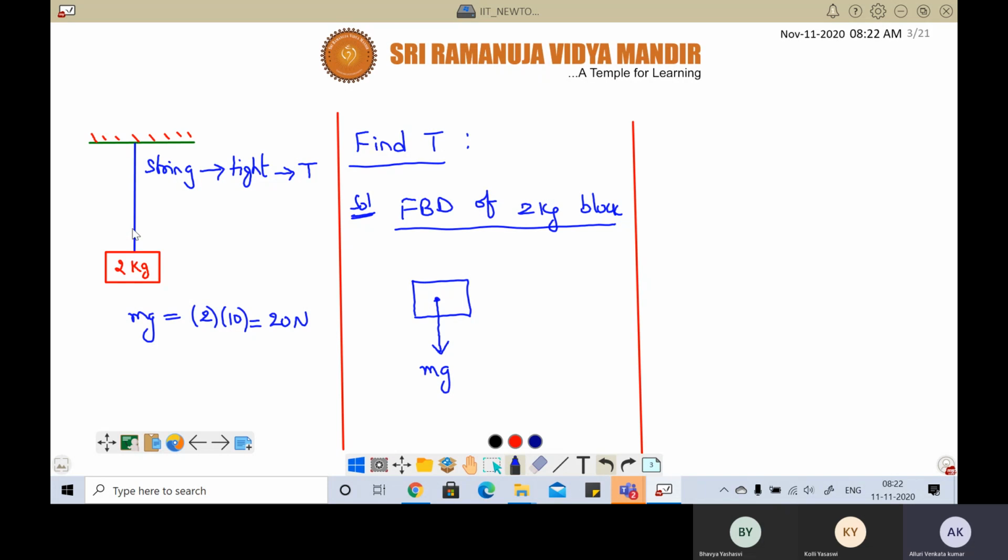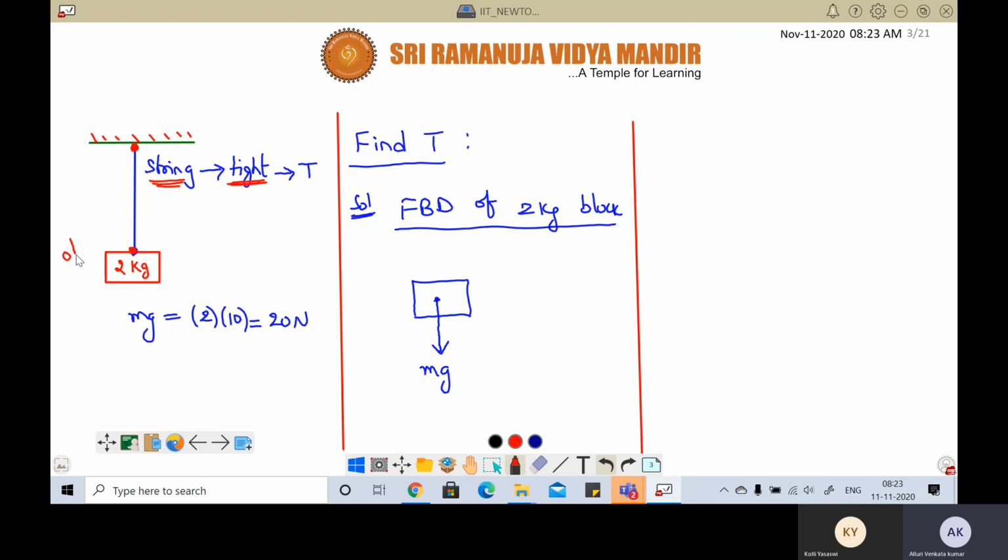Now what is the other force acting here? It is connected to a string. Just now I told you that whenever the string is tight, there will be force at both ends. Correct or not? And now what is the nature of this force? Is it pushing or pulling? Pulling. So that means this string will pull.